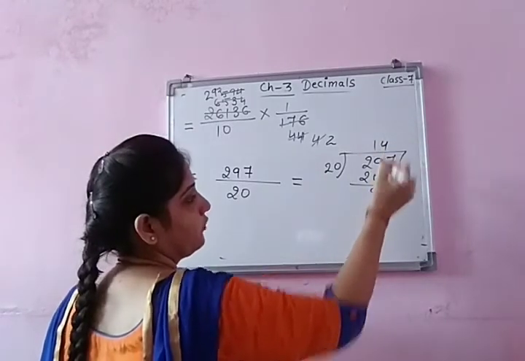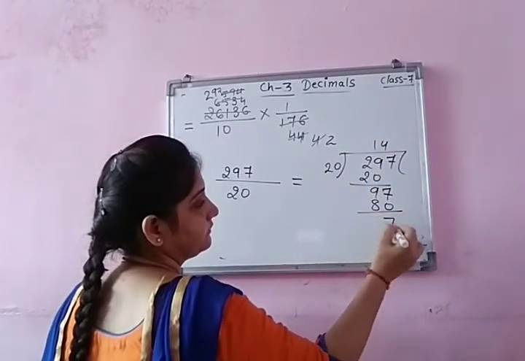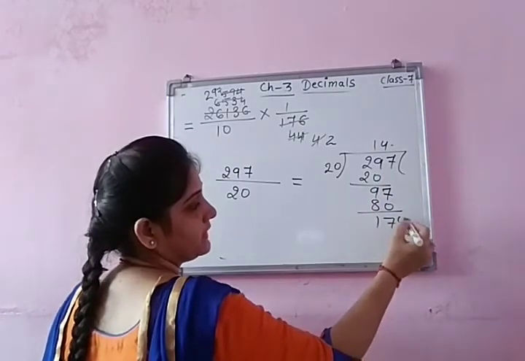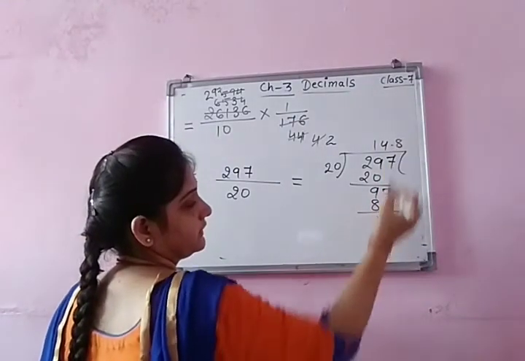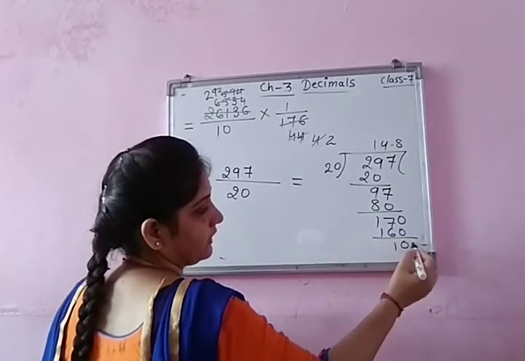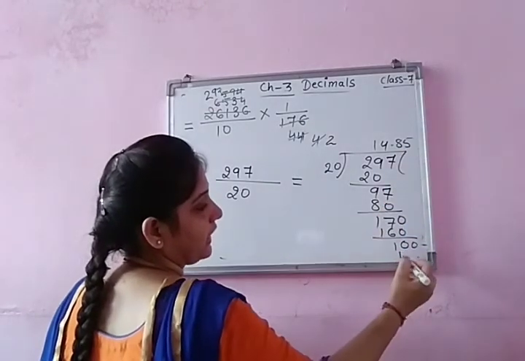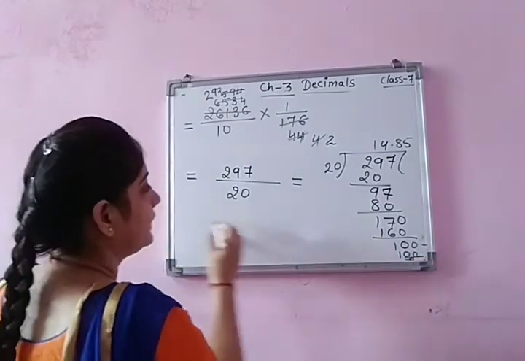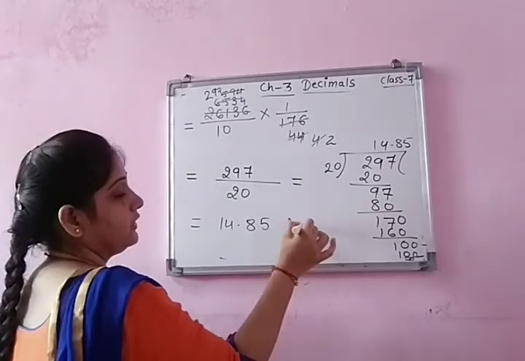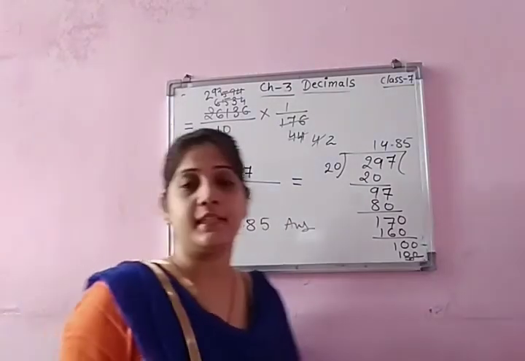Now it gives me 4 times 80. 1. Put point. Increase 0. 8. 28 is 160. And 25 is 100. So what is the another decimal when we divide it? 14.85. So this is the other decimal.